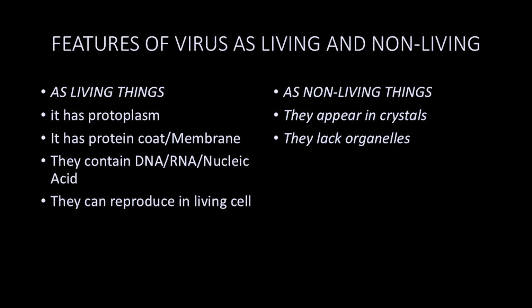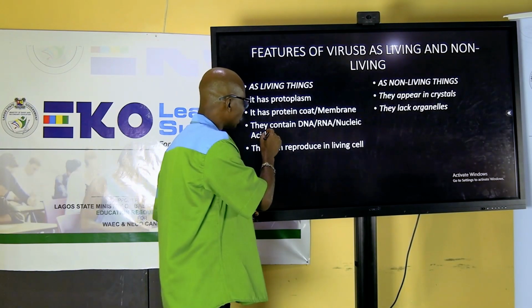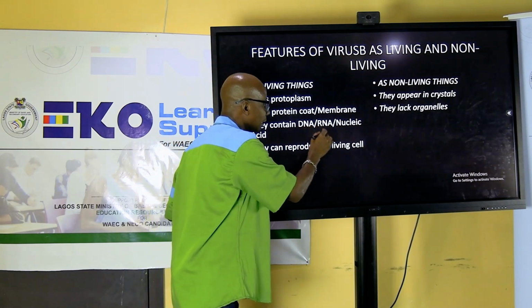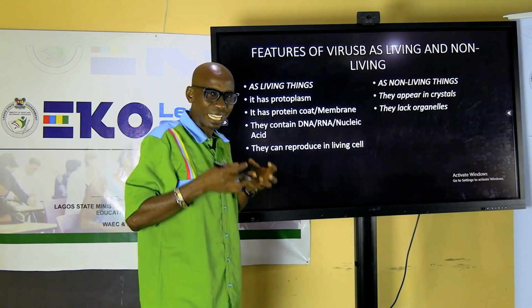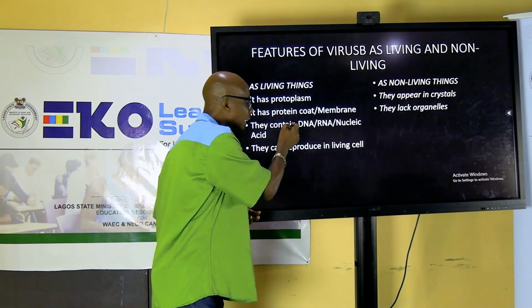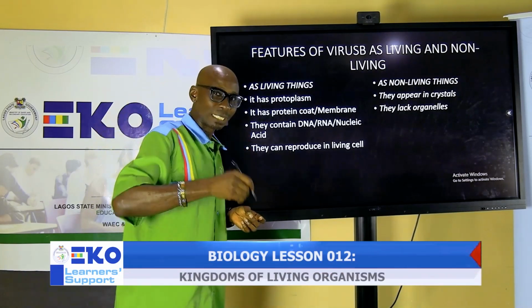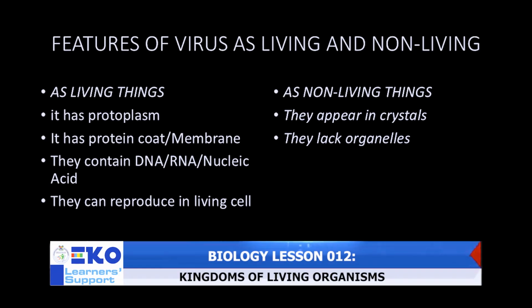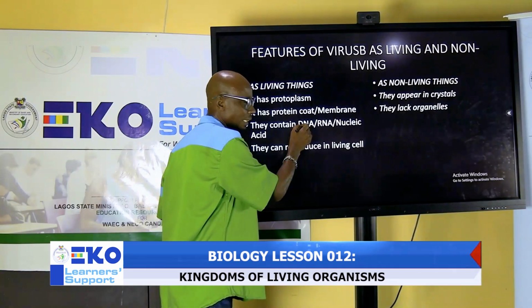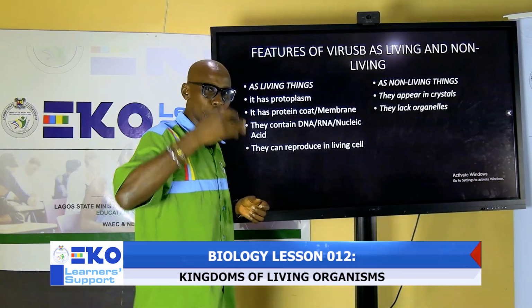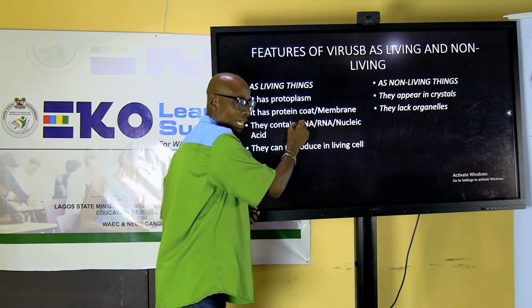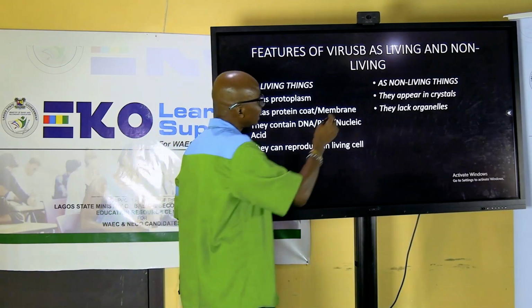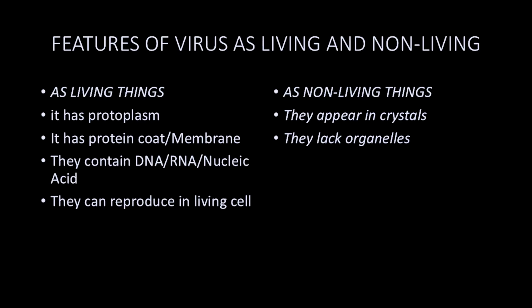It has a protein coat. What protects its own cell membrane is made up of protein. The next one is it contains DNA, RNA, and nucleic acid. If you remember, the DNA is the genetic material. The chemical nature of genetic material is one of the reasons why a virus can multiply and reproduce within a living body, because it contains DNA. It gives it the ability to reproduce and make more generations.